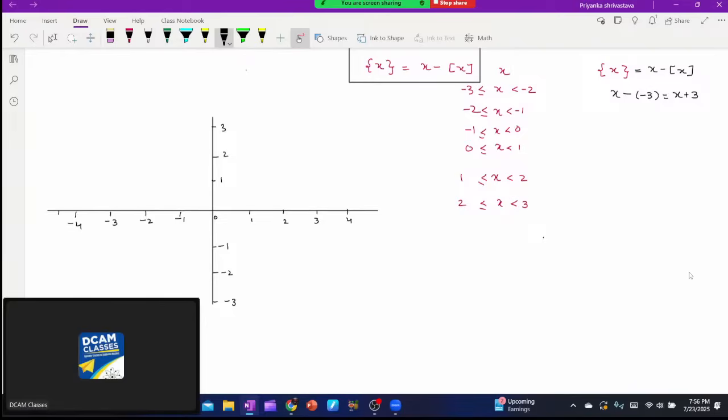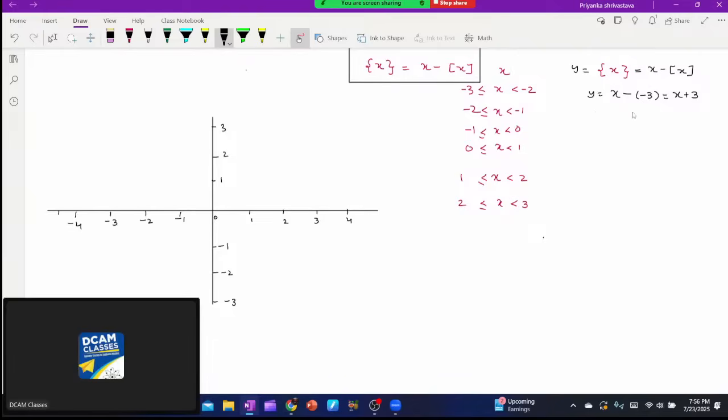It should be like 1, 2, 3, 4. Like all these lines, I'm not able to understand. Let's first draw the graph. This is x plus 3. Let's first define this.